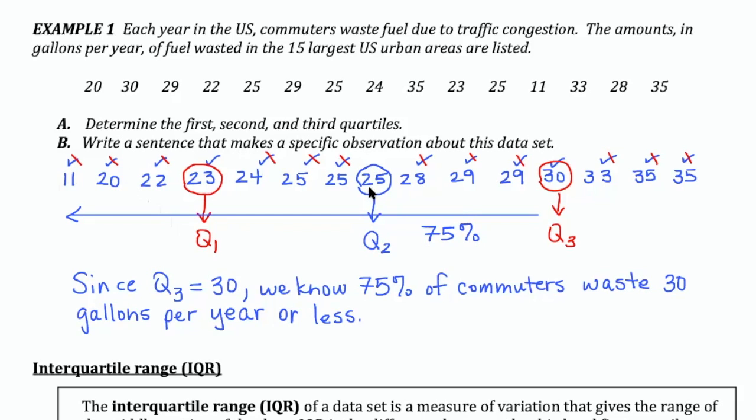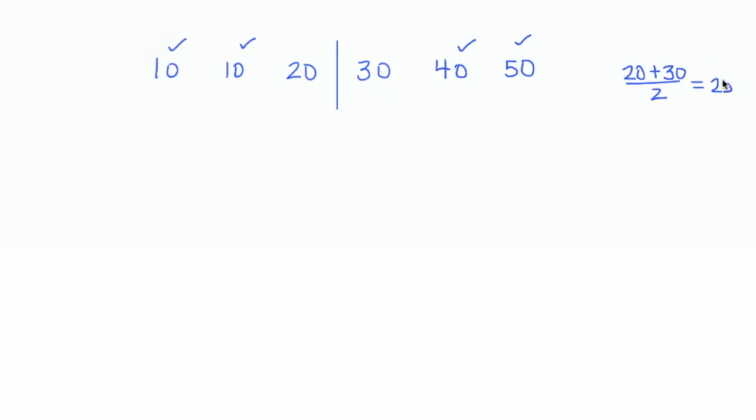I'm now going to change quickly to a smaller data set and show you what to do if things don't work out so nicely. So I just made up another data set and I put it in order for convenience. There are 6 pieces of data here. When you begin checking off from each end to find the middle, what you notice is you have 2 pieces of data that are in the middle. And when that's the case, your median is always the average of those 2, as we've seen before. So you would take 20 and 30, add them up, divide by 2, and you're going to get 25. So that is your Q2.